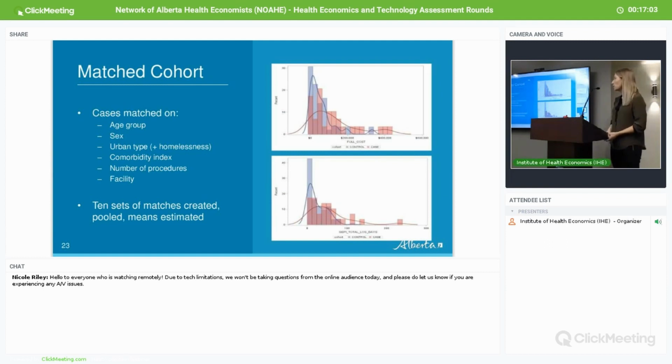So this is what the matched cohort looked like. We matched on age group, gender, urban type, which includes homelessness, comorbidity, number of procedures, and the facility that they were in.